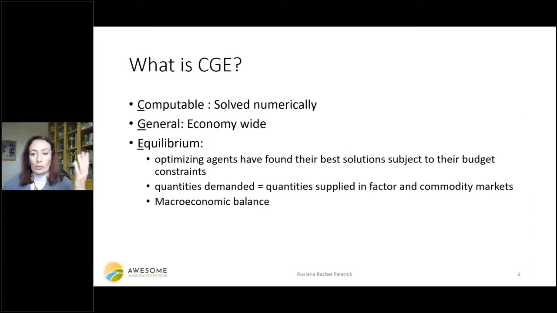Okay, so what are we talking about? What is this CGE? C stands for computable, meaning it is solved numerically. G stands for general, meaning economy-wide. And equilibrium means that there are optimizing agents that have found their best solution subject to their budget constraints. As we will see later, all the quantities demanded should be equal in the equilibrium to quantity supplied in both factor and commodity markets. And there should be an economy-wide macroeconomic balance.